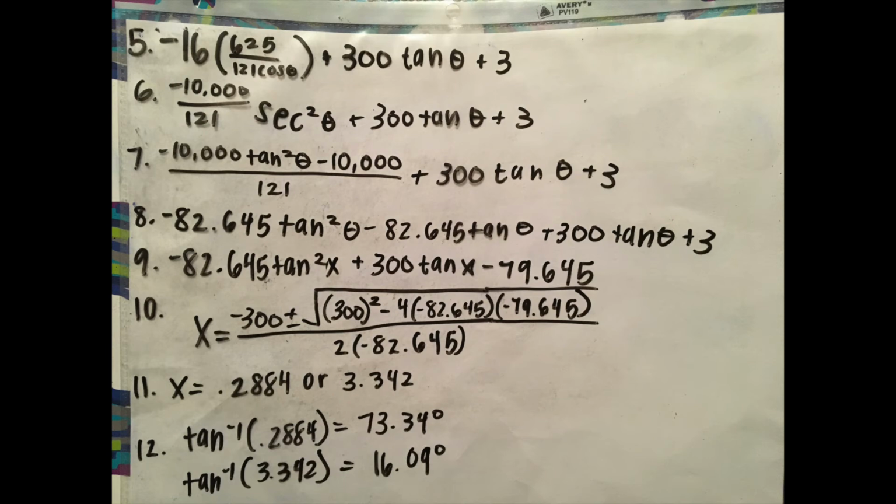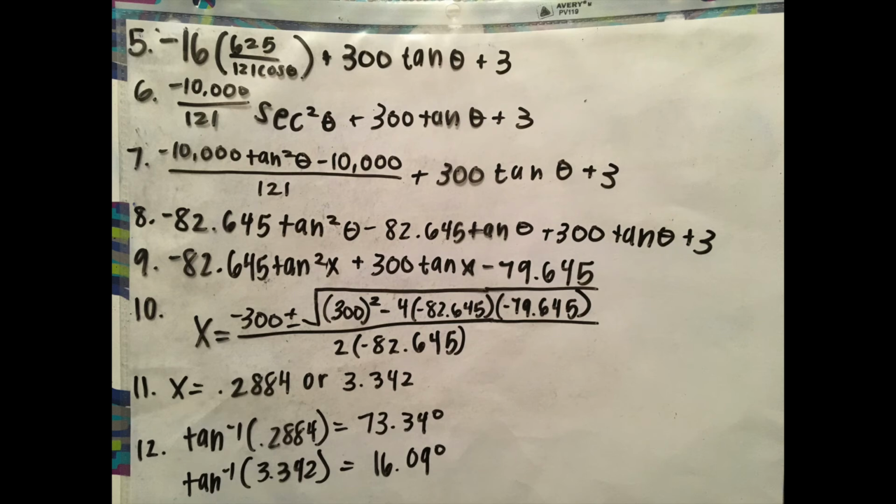Next, I knew there was an identity for secant squared theta, which is that secant squared theta is 1 plus tangent squared theta. Since secant squared theta was being multiplied by negative 10,000, I had to multiply that 1 by that same negative 10,000. So I got negative 10,000 tangent squared theta minus 10,000, all divided by 121, plus 300 tangent theta plus 3.